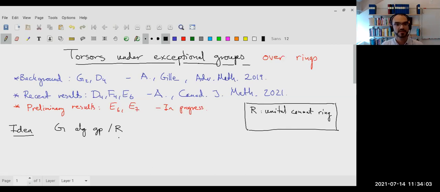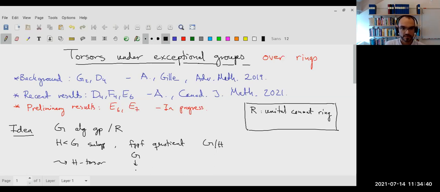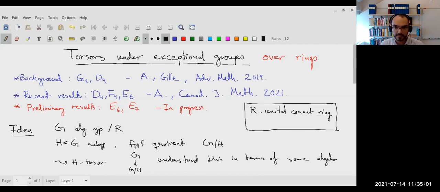So we want to study affine group schemes over R of exceptional type. The point is, let's assume we take a subgroup, an algebraic subgroup. Then we can consider the FPPF quotient G mod H, not a group in general, but still we get an H-torsor from the quotient projection. And the point is, we want to understand this in terms of some concrete algebra A.